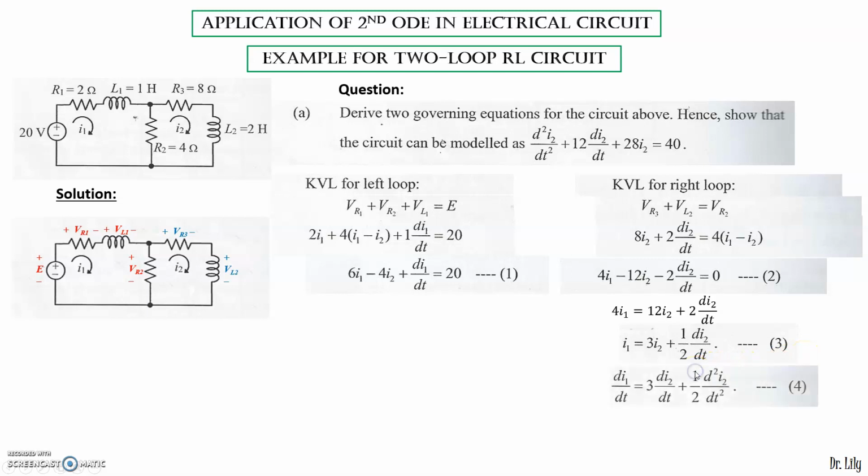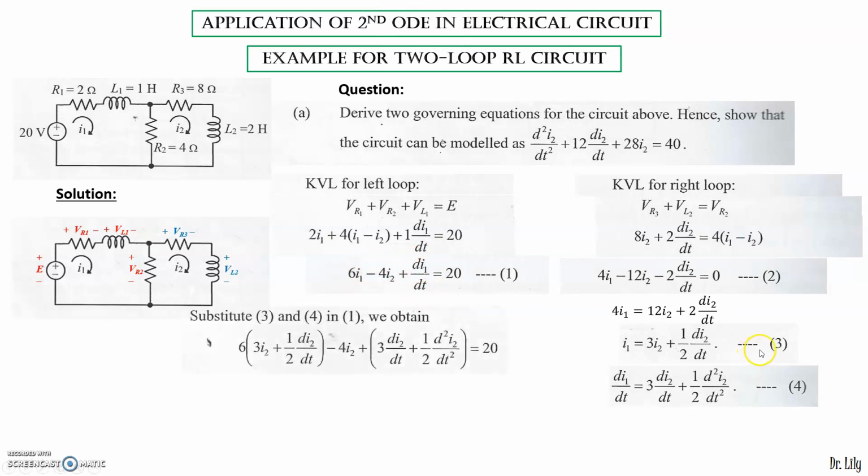From here, we differentiate i1 over t to get di1 over dt is equal to 3 di2 over dt plus 1 over 2 d squared I2 over dt squared. So this is considered as equation 4. Now let's have a look at the given ODE. If you notice, the only parameter that we have in the ODE is I2 only. That's why from equation 1, you need to substitute the expression of I1 with I2. How do we do that? We can just substitute equation 3 and equation 4 into equation 1.